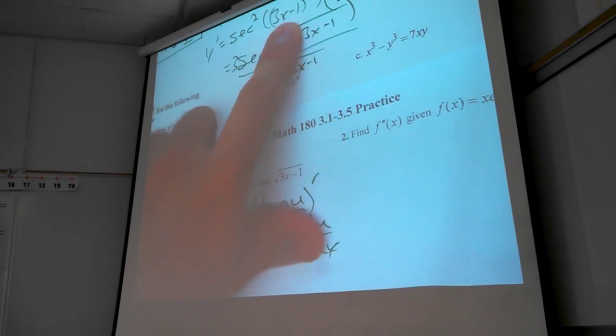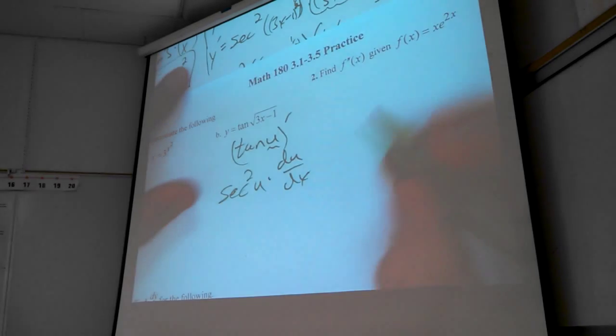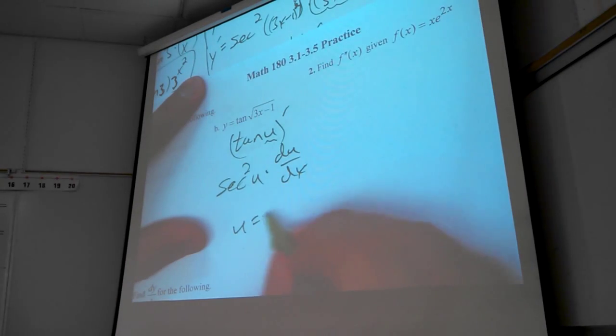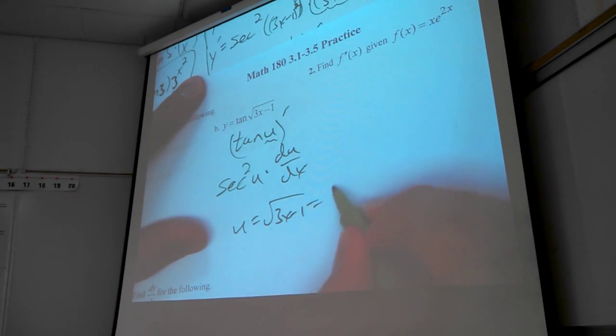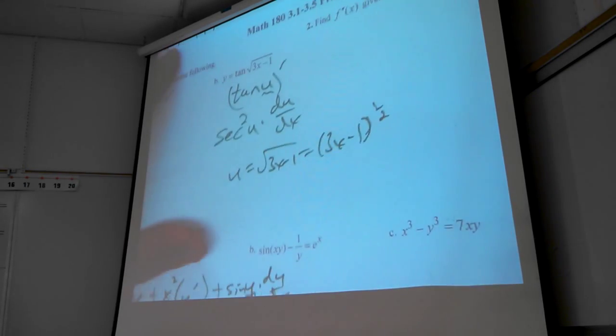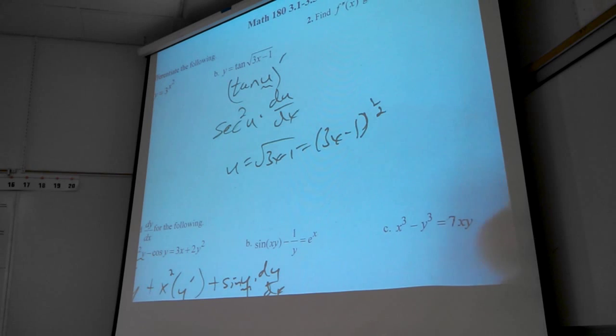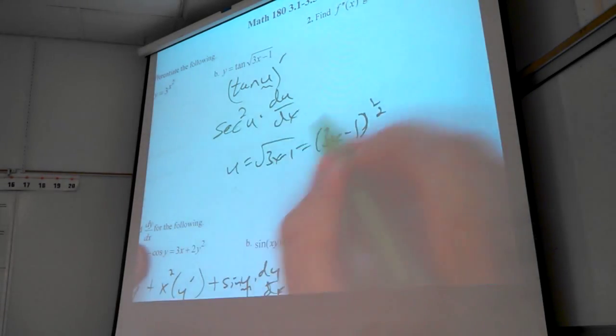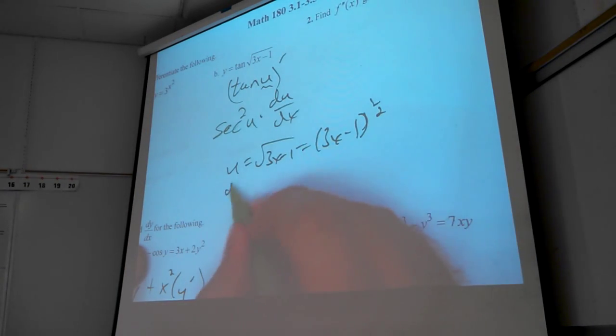There it was, that mess. So watch. If u is the square root of 3x minus 1, which is 3x minus 1 to the 1/2. Stay with me. If that's what u is, I just put u in there so I didn't have to look at the ugly radical, right? Now watch, and this is just the rule. So if u is this, what's du dx?